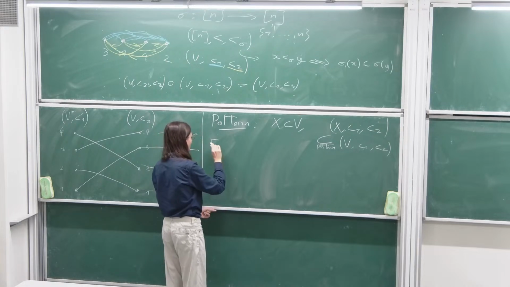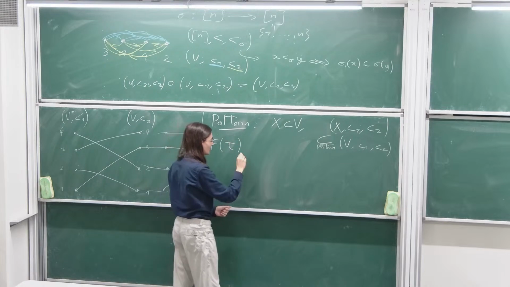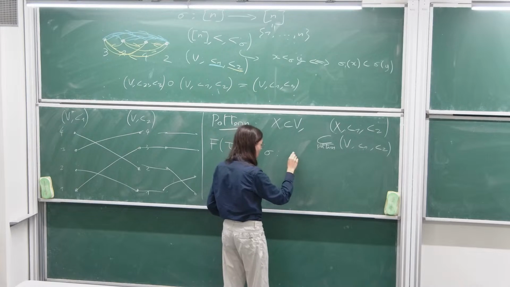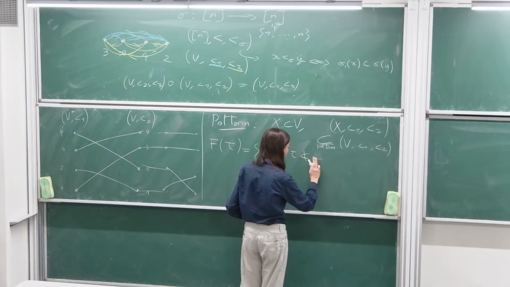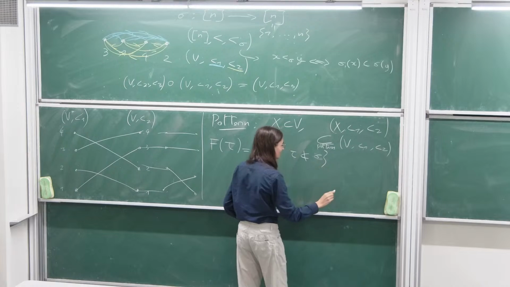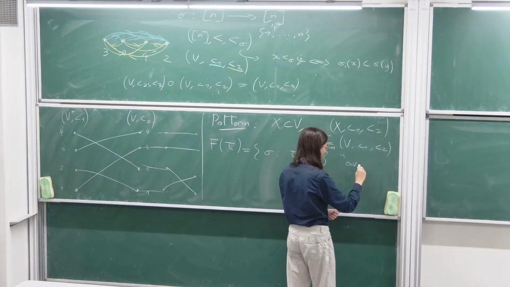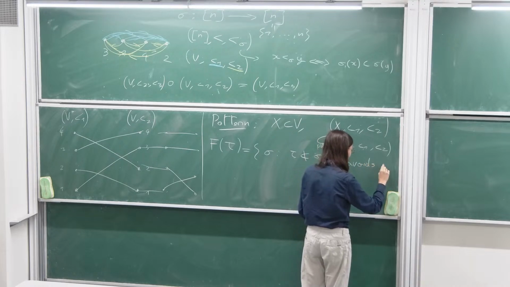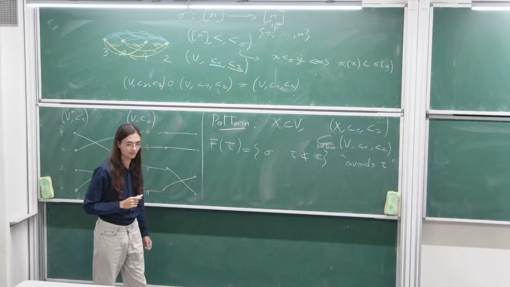So I can define f of tau, if tau is a permutation. It's the set of permutations sigma which does not contain tau as a pattern. And instead of saying forbidden, the usual terminology for patterns is avoid. So it's the set of permutations which avoids tau.